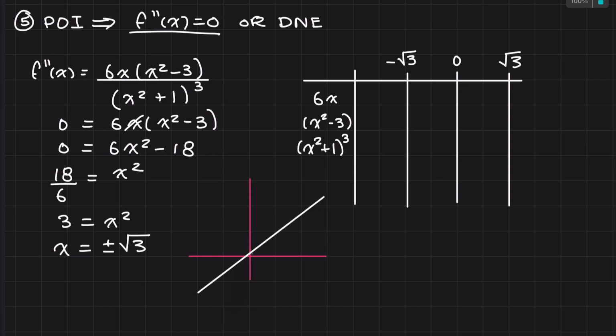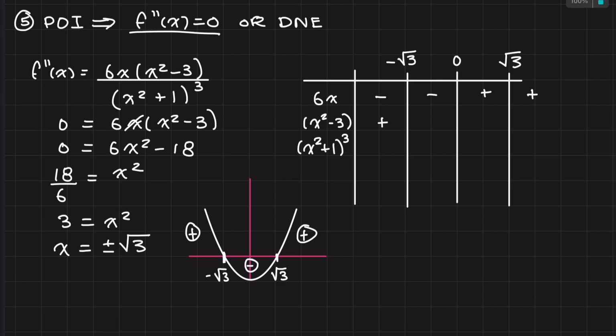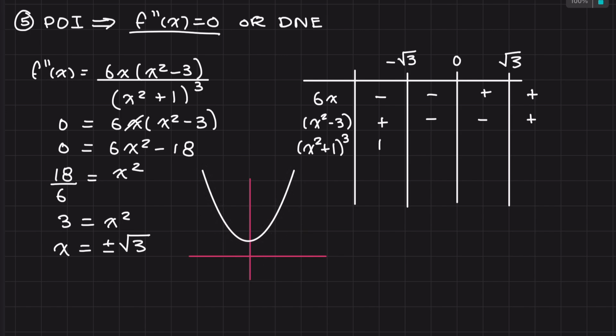Now what I am doing is illustrating the graph. First we have 6x, which is just a line, and you can easily identify which parts are negative and positive. Then we have x squared minus 3, which is just a parabola shifted downward by 3, once again making it easier to identify these intervals. And lastly, we have this factor over here, an x squared plus 1 term, and although it is to the power of 3, we know that x squared plus 1 is always going to be positive based off this graph that we illustrated.